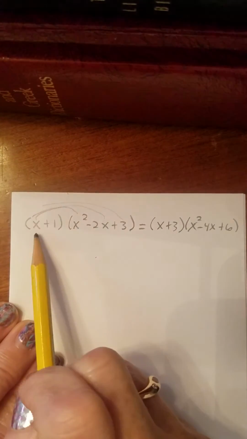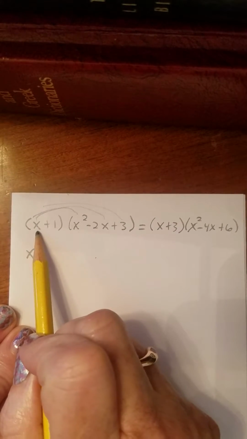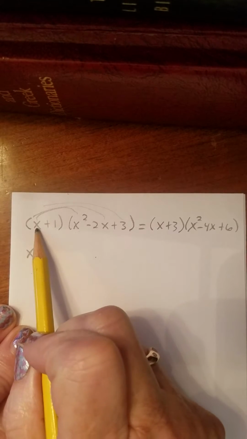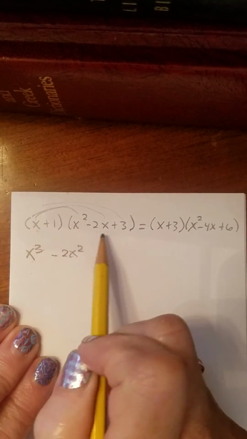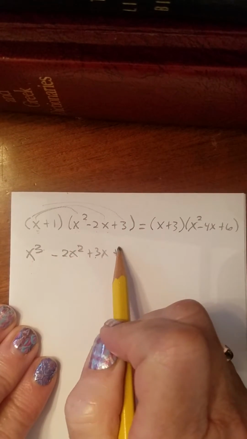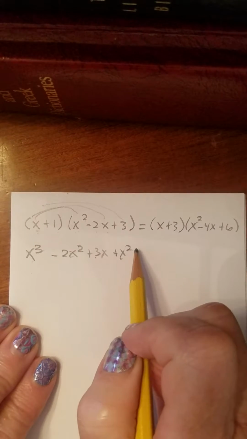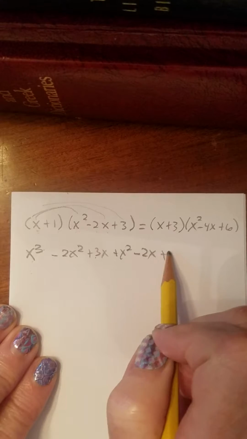Times all three of these. So x times x squared, excuse me, is x cubed. X times negative 2x is negative 2x squared. And x times 3 is 3x. 1 times x is x squared. And 1 times a negative 2x is a negative 2x. And 1 times 3 is 3.